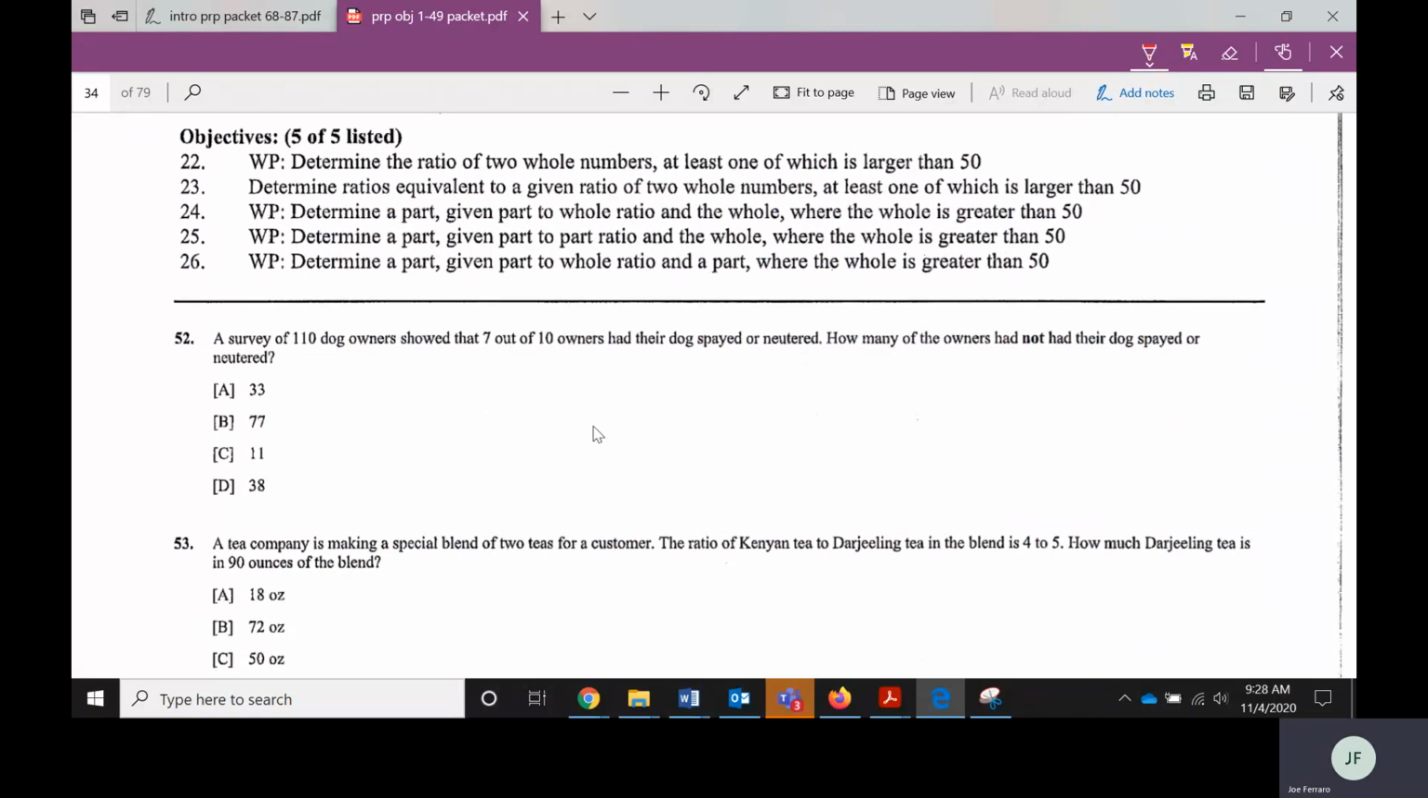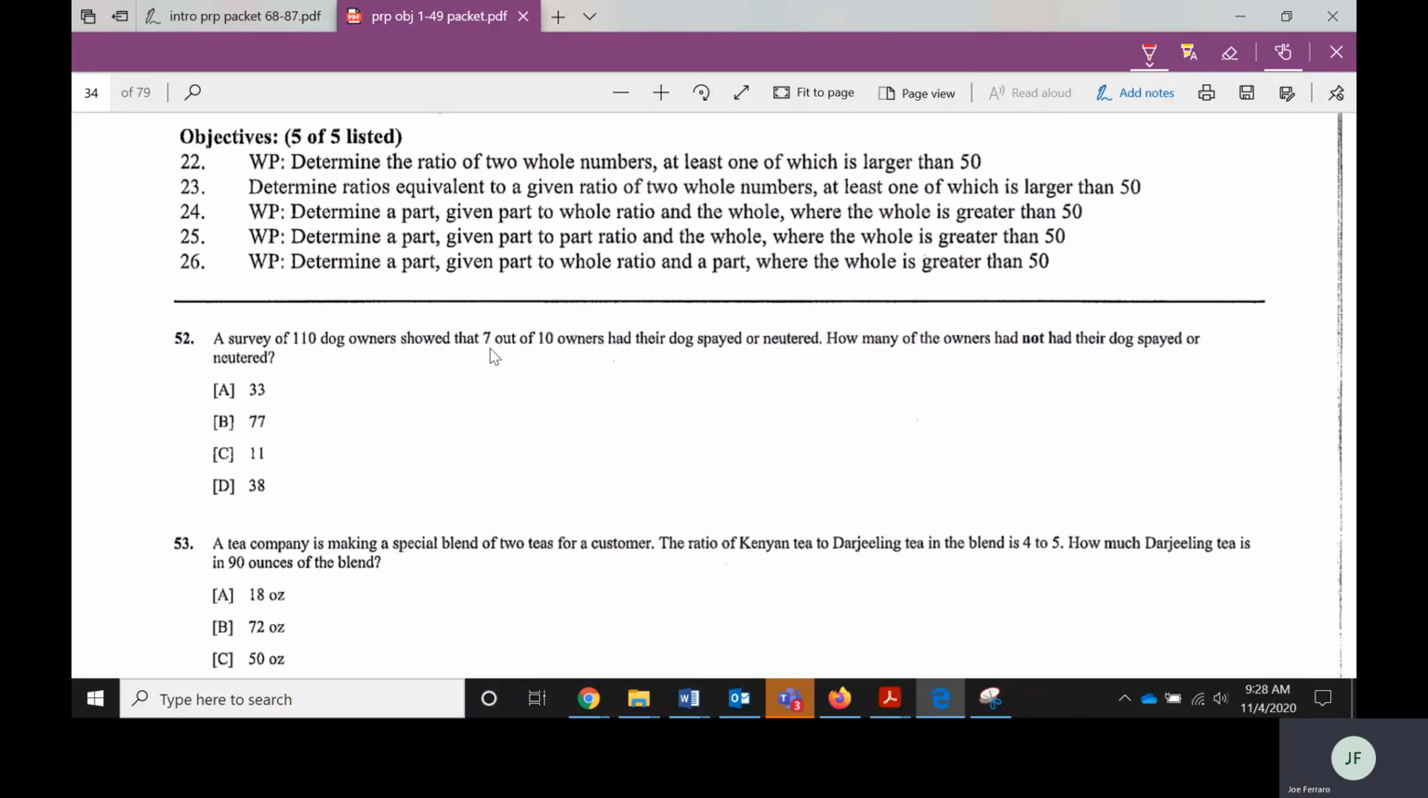Okay, so let's read through this one, then I'll talk about what to do. It says a survey of 110 dog owners showed that 7 out of 10 owners had their dogs spayed or neutered. How many of the owners had not had their dogs spayed or neutered? So first thing you're going to do, there's always going to be 3 numbers given to you, and you need to find the missing one. There's going to be a pair of numbers, 2 numbers that go together, and then there's going to be a third number that has an unknown value to go with it.